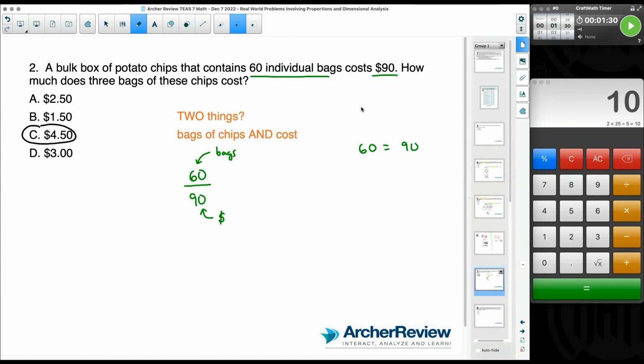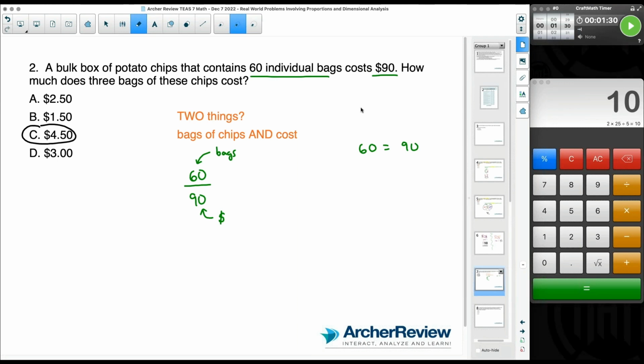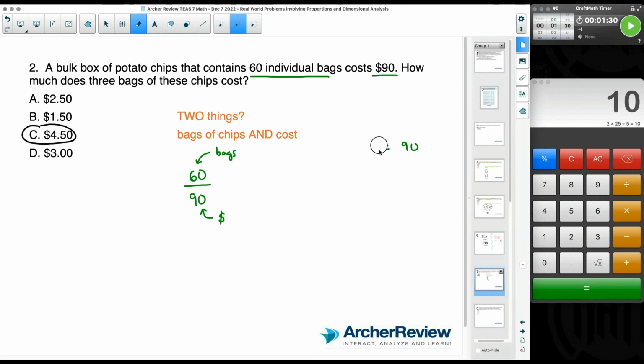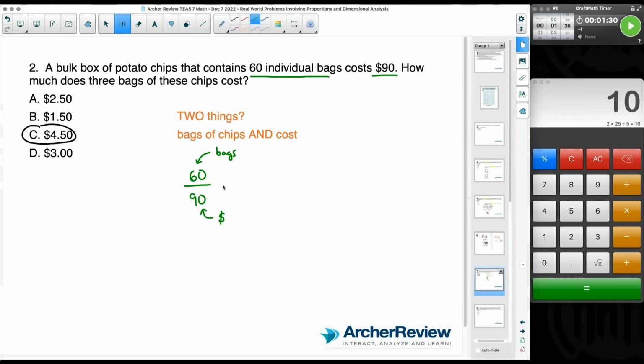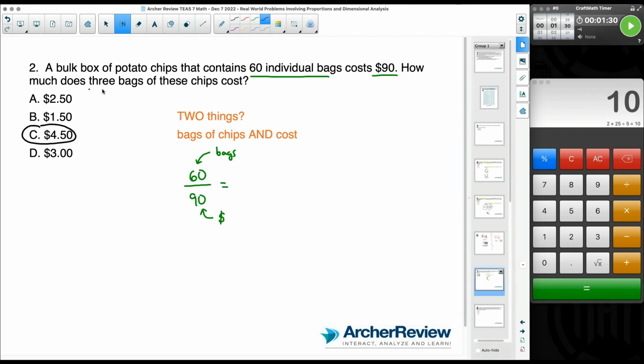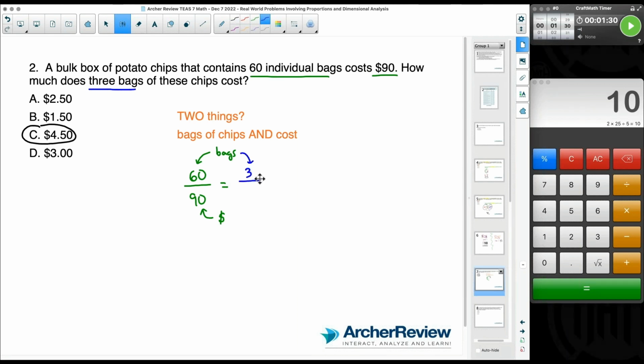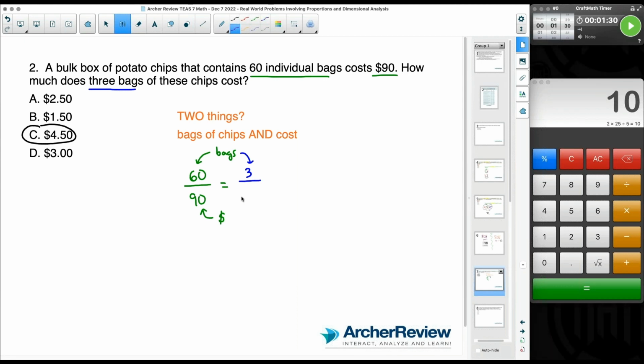I encourage you to go back later and, if it's not working out for you, try a different way of setting it up. There's so many ways. I could sit here for an hour just talking about the first 2 or 3 problems. We wouldn't cover much if we did that. But I got bags at the top, dollars at the bottom. So let's see. How much does 3 bags of chips cost? Well, since I got bags at the top, I'm going to put the 3 up there. And it does say how much do they cost. So we're trying to figure out the cost, which is going to be that bottom number.